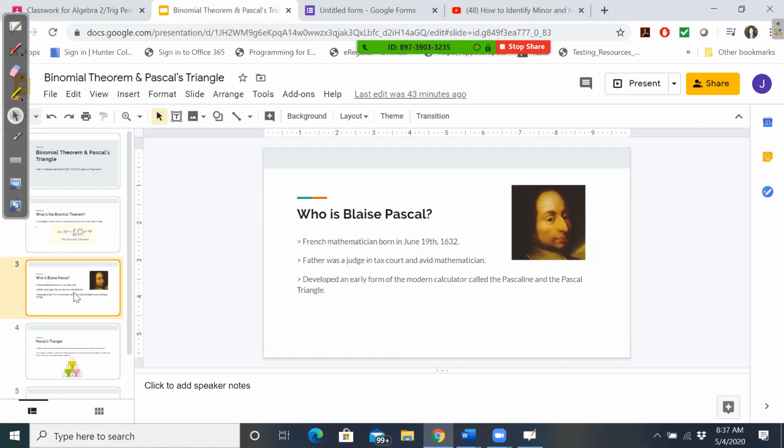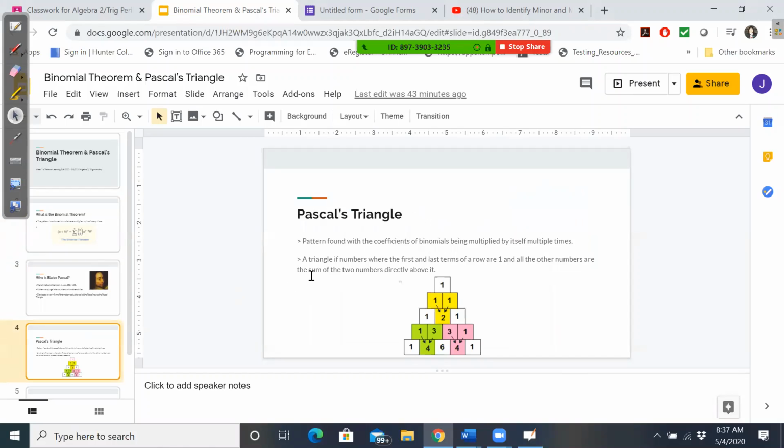a calculator. And when we're looking at his triangle, this is the pattern that the binomial coefficients will follow. Okay. So usually in the triangle, you have ones on the side, but the middle is made of the sum of the two numbers directly above it. So I'm going to keep 1 on the ends, and in the middle, I'm going to add the 2 ones over here. So that's 2.